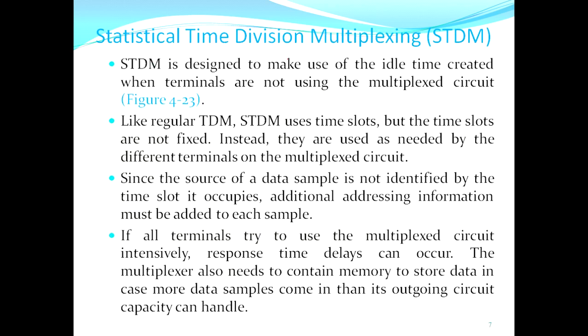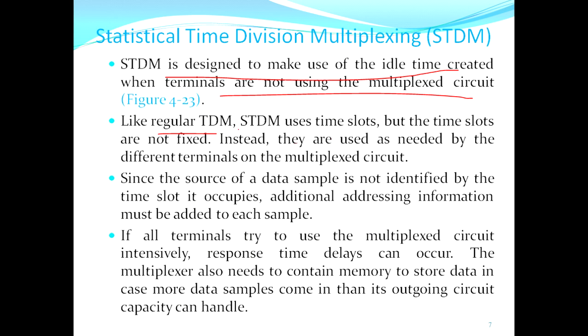And the next one is STDM, which is statistical time division multiplexing. The difference between time division multiplexing and statistical time division multiplexing is that STDM is designed to make use of the idle time created when a terminal is not used on the multiplexer. Whereas in regular TDM, depending upon the number of subscribers, the available time is divided into slots and allotted to individual subscribers, right? So it is only an allocation, but if a particular time slot is not used by the assigned subscriber, it is totally wasted.